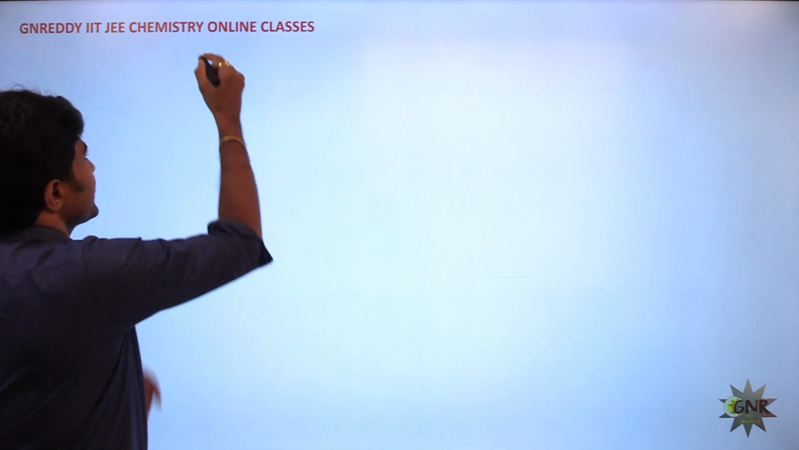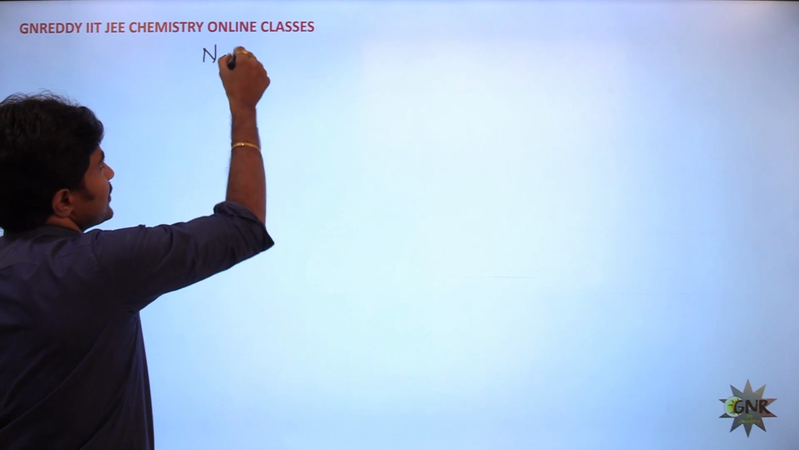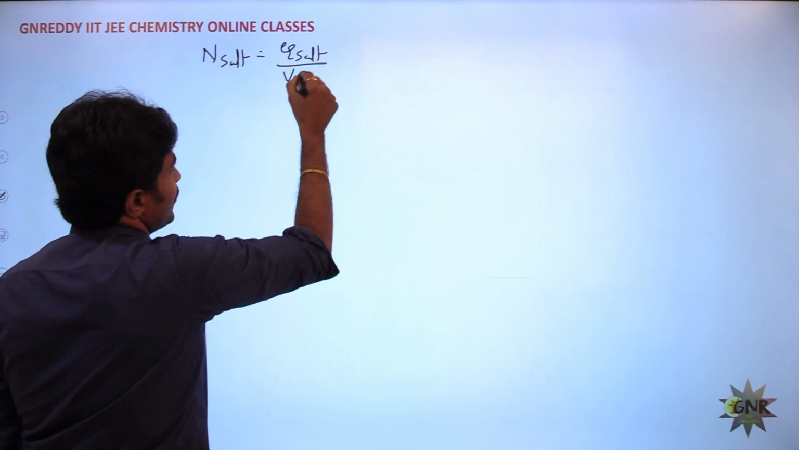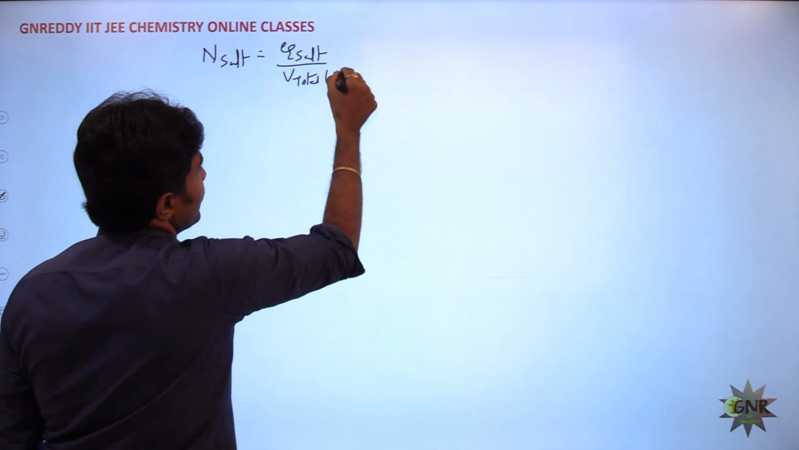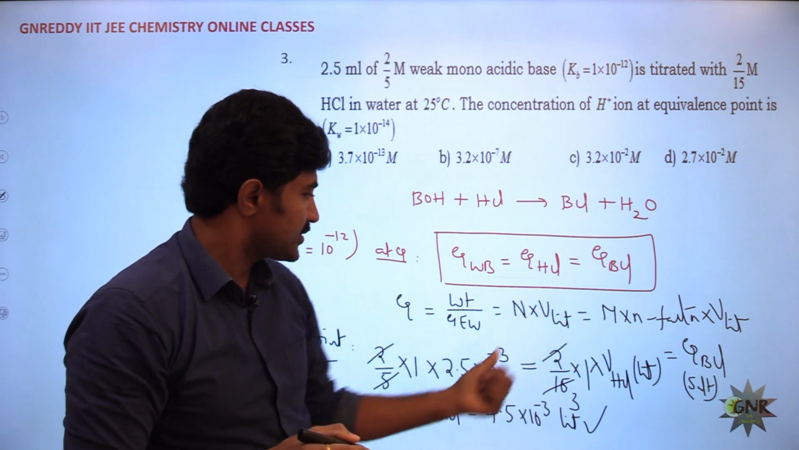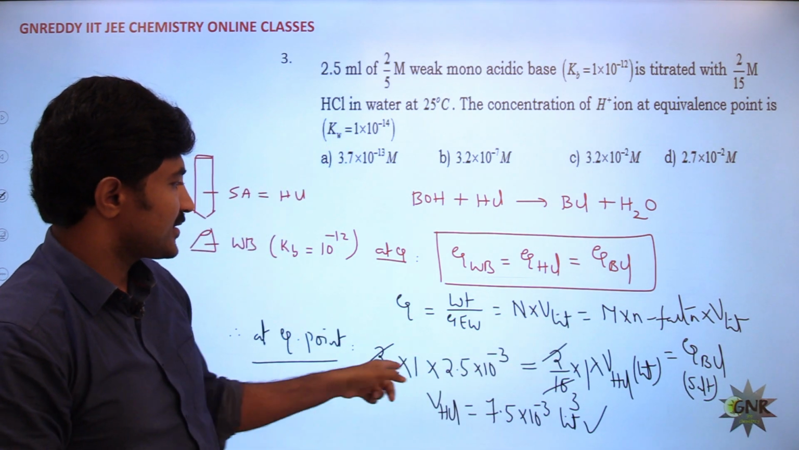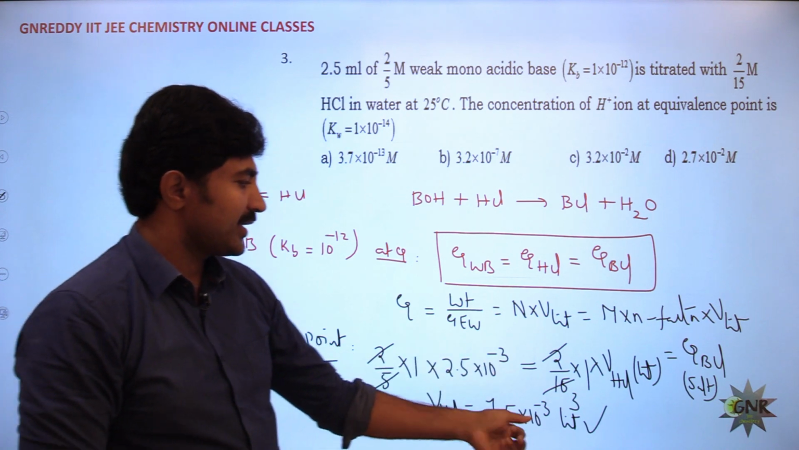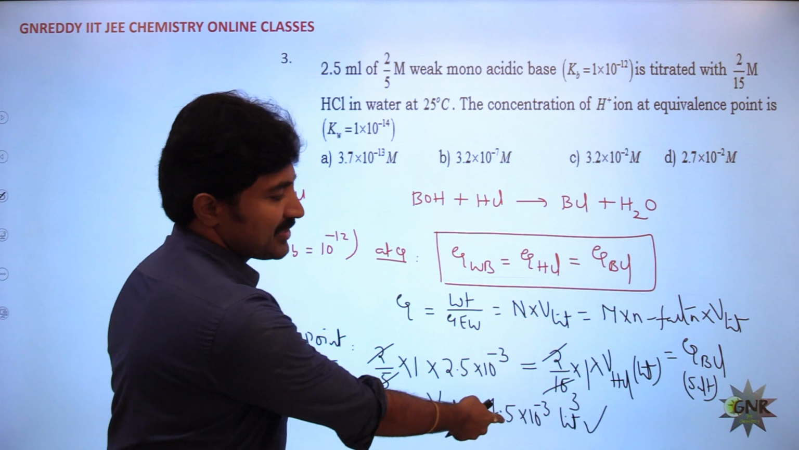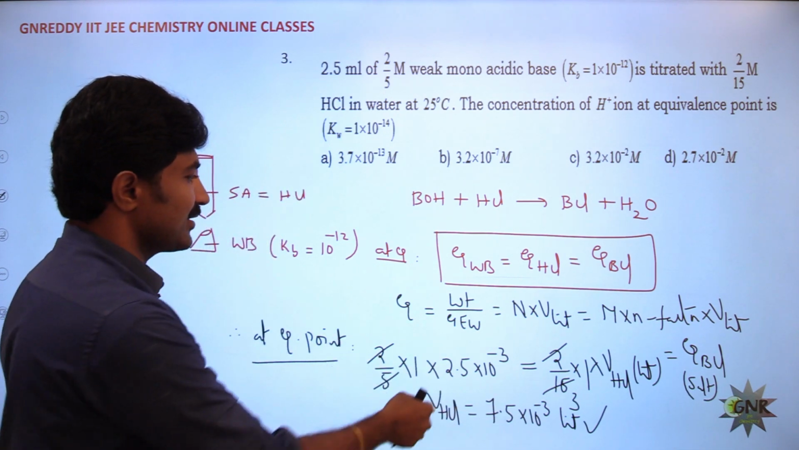So from this, calculate the concentration, the normality of this salt. This is equivalents of the salt divided by total volume in liters. Here, how many equivalents of the salt are produced? This number of equivalents of salt produced is just 10 power minus 3. And what about the volume? It is 2.5 ml plus, finally, this HCl is 7.5, altogether 10 ml.